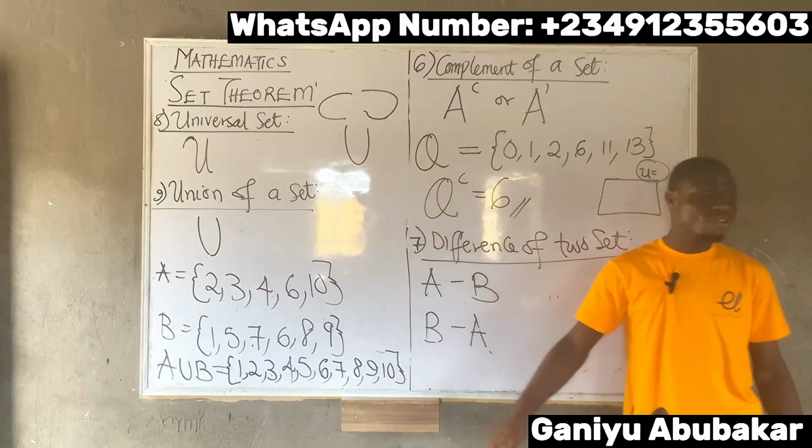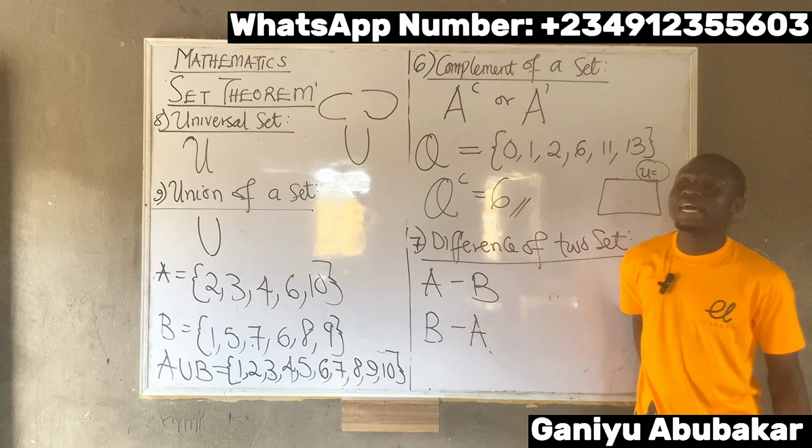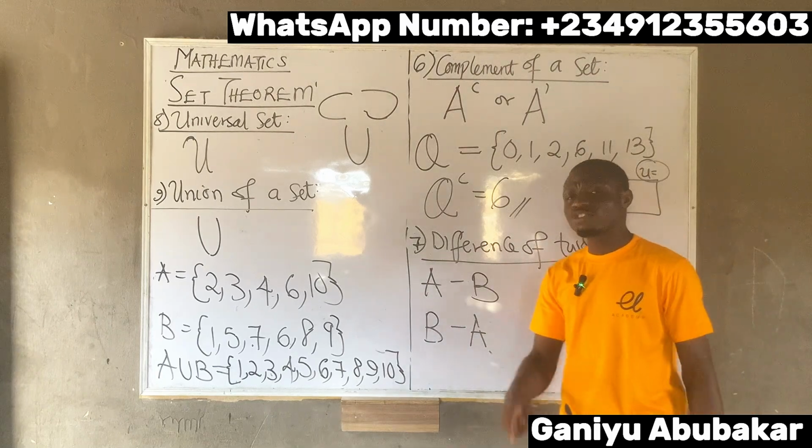Let's proceed. Let's look at the 10th one, called the intersection of a set.